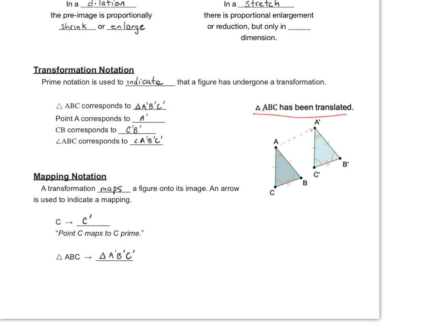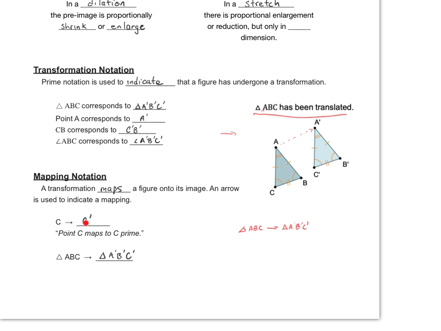Okay. Mapping notation, this is sort of a mapping notation. It says a transformation maps a figure onto its image. An arrow is used to indicate the mapping. So C maps to C prime. That's what that is indicating. So if I wanted to say up here, that would be triangle ABC maps to triangle A prime, B prime, C prime. Okay. That's what they're saying, and then they spell it out for you right here.